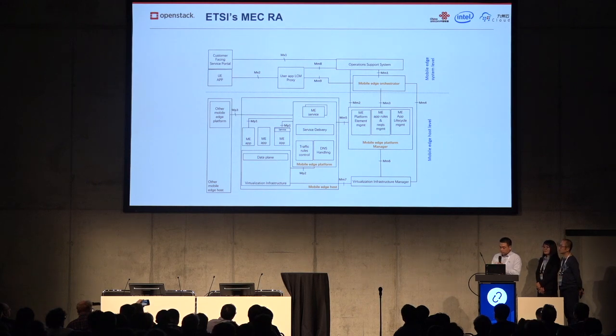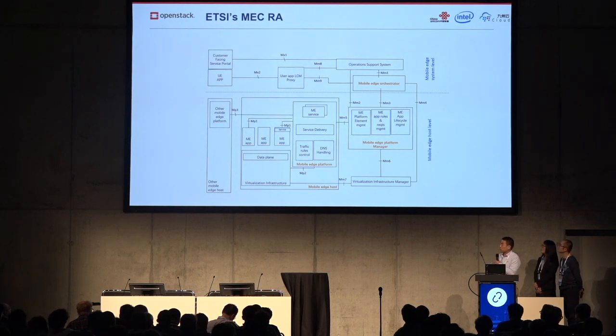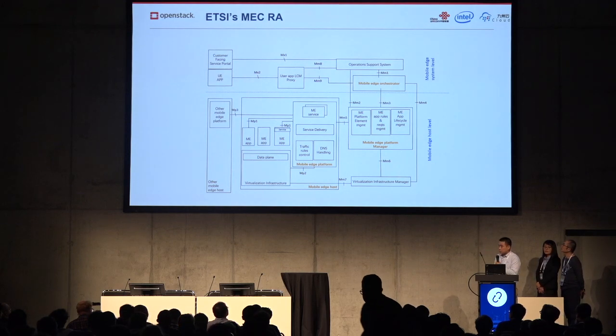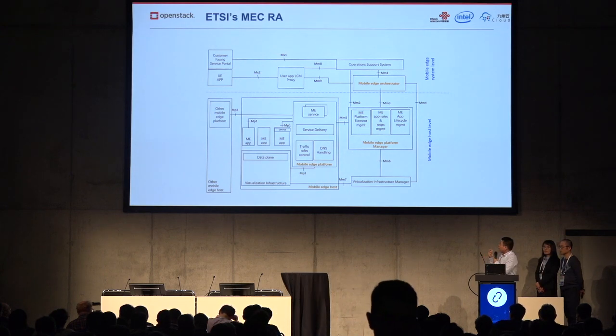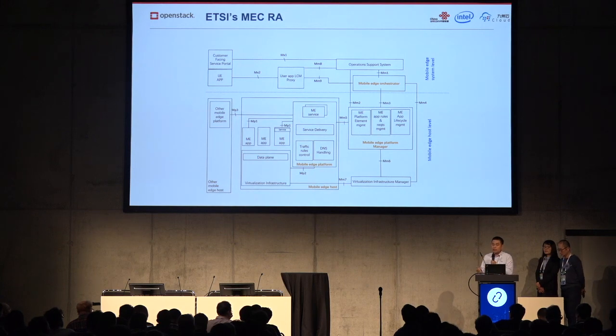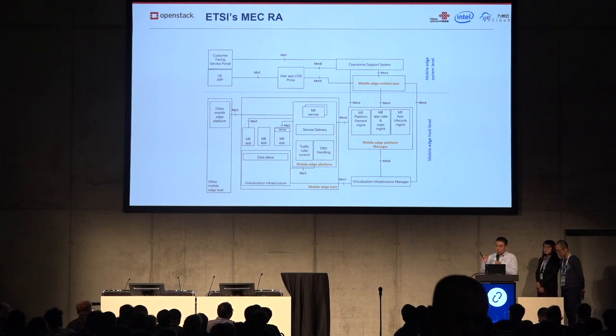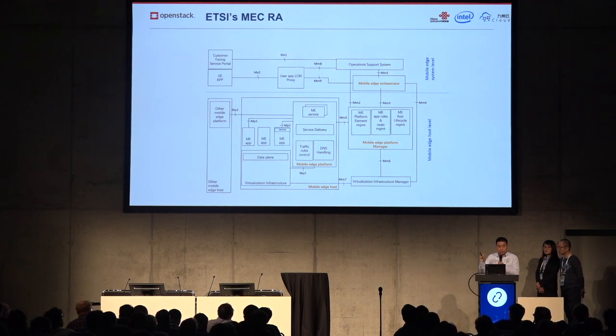The first one is, I should say, the client-facing portal, and the user app proxy, to redirect those user requests to different edges. They also have MEO, which is for edge orchestration, including VNF orchestration and application orchestration. And MEPM is related to lifecycle management for the app, for infrastructure, and for rule and request management. Those rule and request management functions call the VNF or PNF API to enable the traffic through DNS handling, those things.